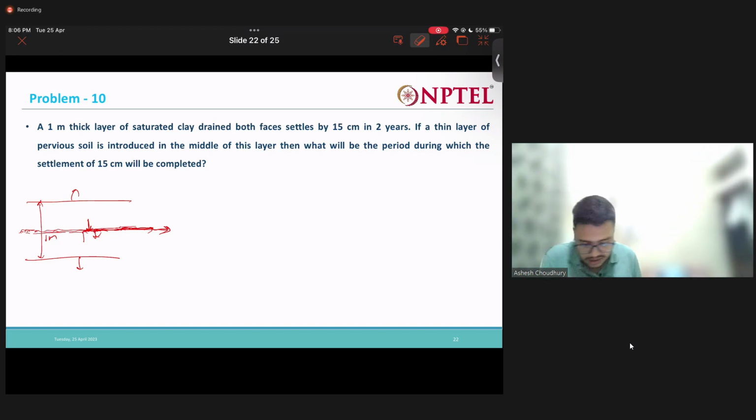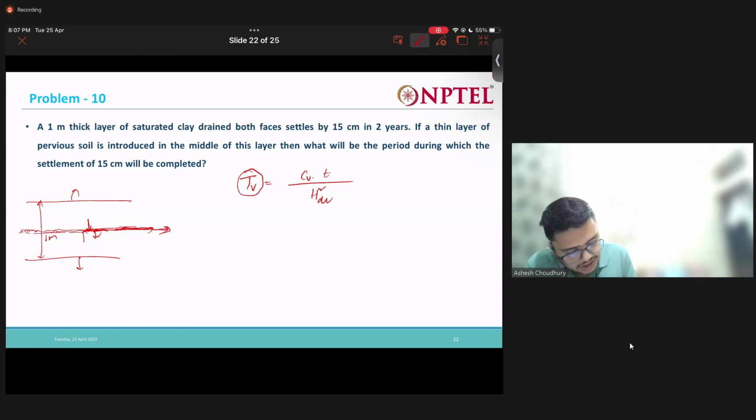So this is actually related to that with this problem, right? So what was the relation between the time factor and all those things, if you can remember? What is this time factor? TV. HDR square. Okay. So HDR square is what? HDR is our drainage path length, right? So from here, see, this will be constant for that particular soil. This CV will also be constant for that particular soil, right?